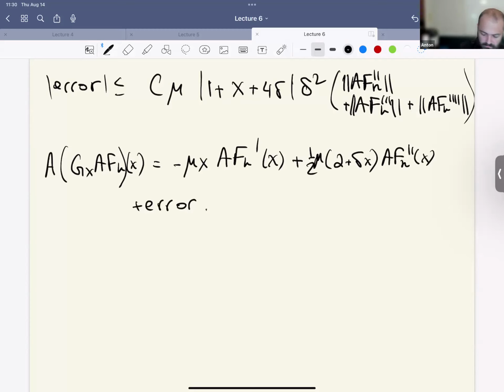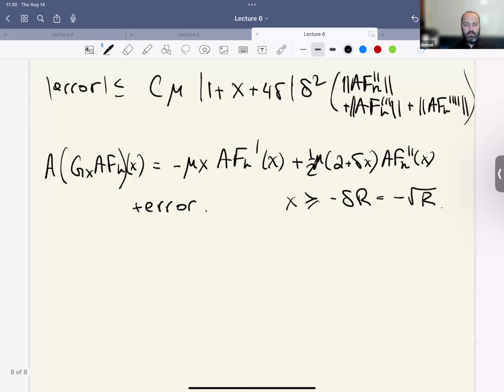Okay, and this holds for x bigger than or equal to negative delta r, which is negative squared. Okay, any questions? This is a good place to break.